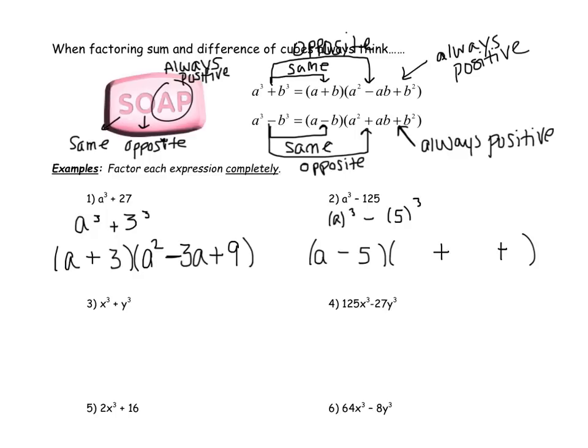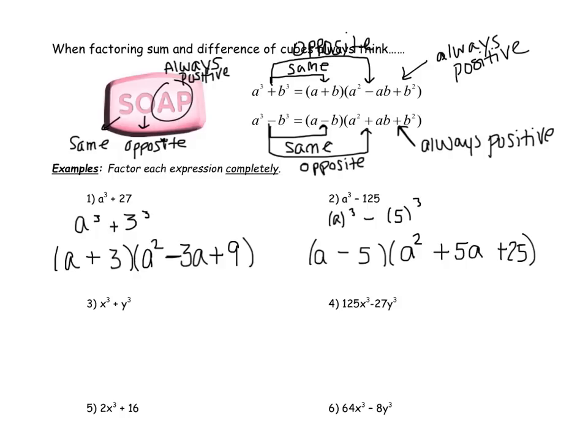And then what's going to be in here? In here will be a squared. Here's my a, so let's just write it, a squared. In here, the middle will be my ab, so 5 times a is going to be 5a. And then the last will be b squared. So my b in here is 5, so 5 squared will be 25. All right, why don't you pause the video and see if you can do example 3.